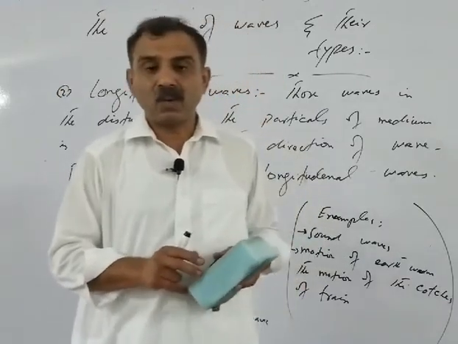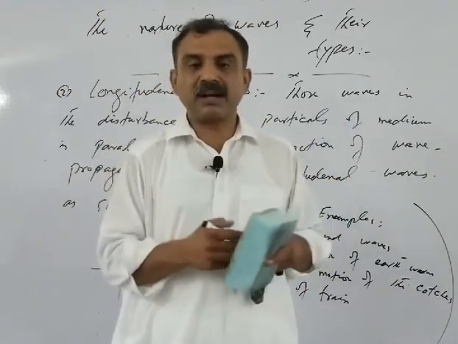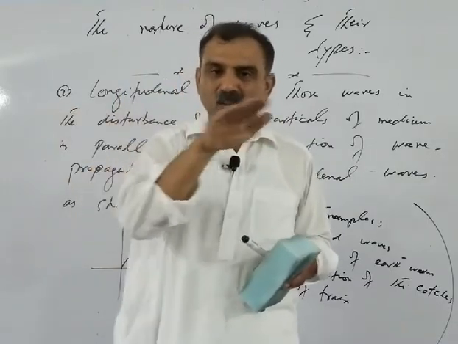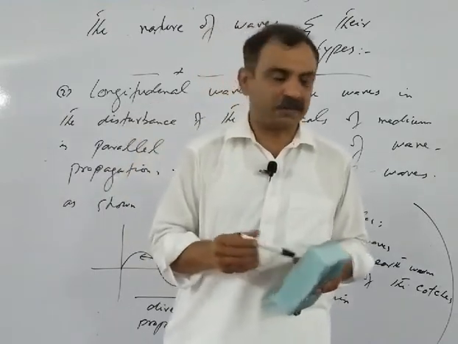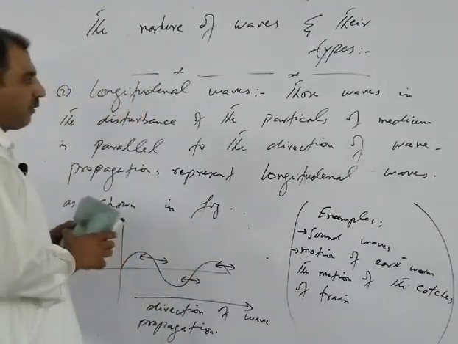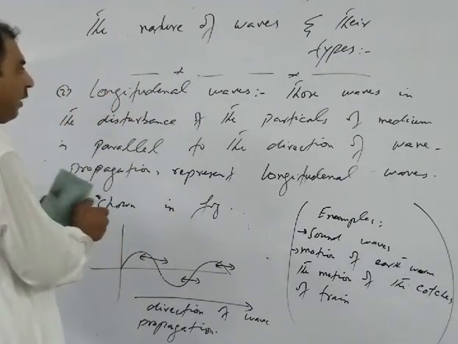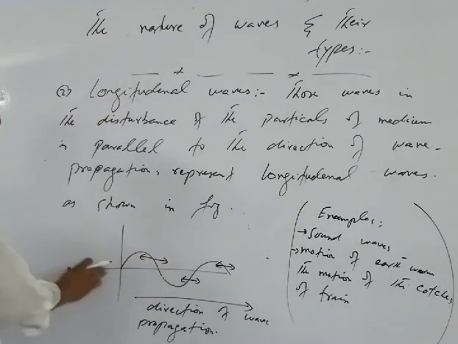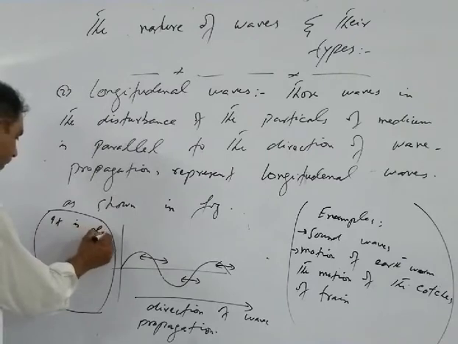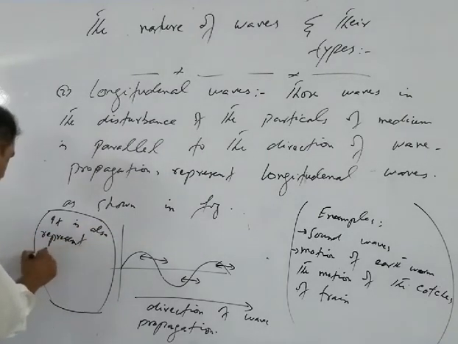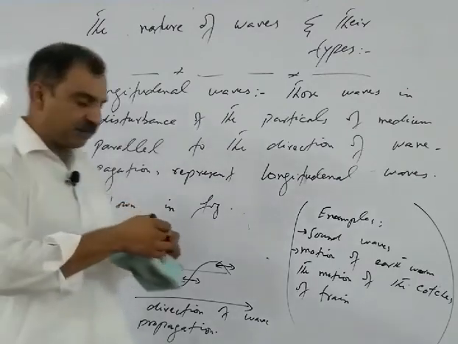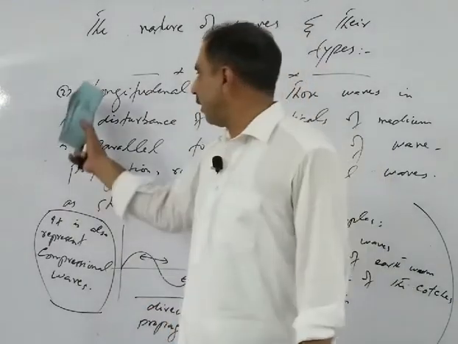Motion of the tanga. When a horse connects with the coach and it constructs a tanga, when it moves with the help of horse, it is just like vibrating in such a fashion, parallel to the direction of motion. So these are the examples of longitudinal waves. Longitudinal waves are also expressed as compressional waves. Compressional waves represent the longitudinal waves.